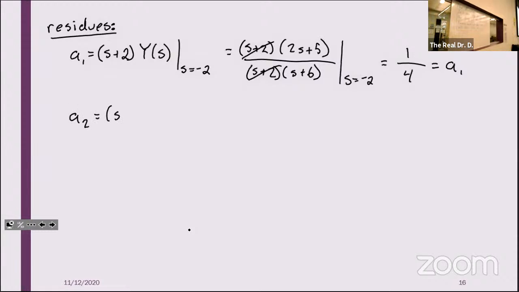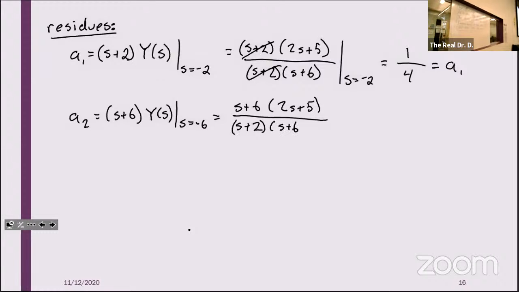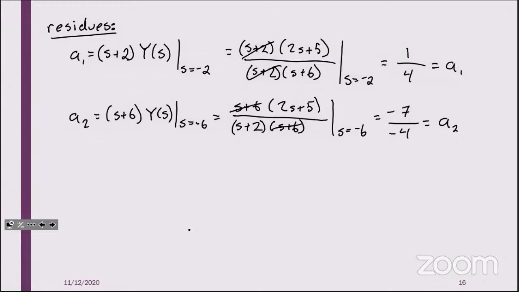A2 is equal to s plus 6 times Y of s, evaluated at s equal to negative 6. So that's s plus 6 times 2s plus 5 over s plus 2 times s plus 6. The s plus 6's cancel. We evaluate that at negative 6. That's negative 12 plus 5, which is negative 7, over negative 6 plus 2, which is negative 4. The negatives cancel, and you're left with 7/4. So you can get the residues, and the residues will give you A and B. Same thing.